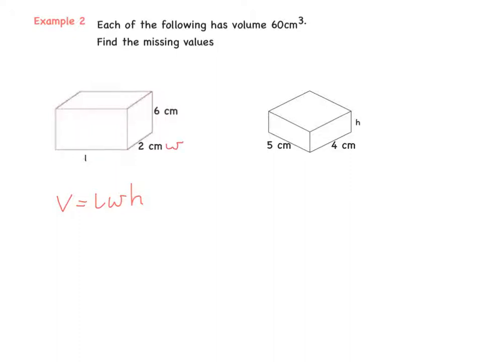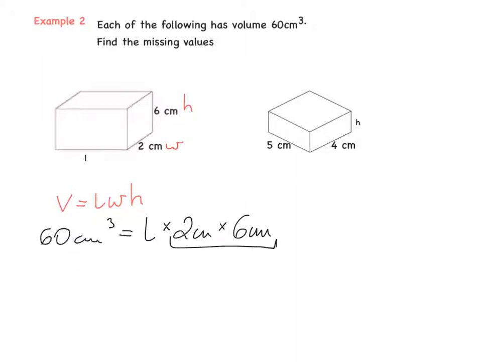So W and H. Then, following our steps, the next step is just to put the numbers into the formula. So we have 60 centimeters cubed, and L is what we don't know, so we need to leave it as it is. Then we have multiplied by W, which is 2 centimeters, and multiplied by H, which is 6 centimeters. Now we need to calculate 2 multiplied by 6. So we have 60 centimeters cubed equals L multiplied by 12 centimeters squared, because centimeter by centimeter is centimeter squared.